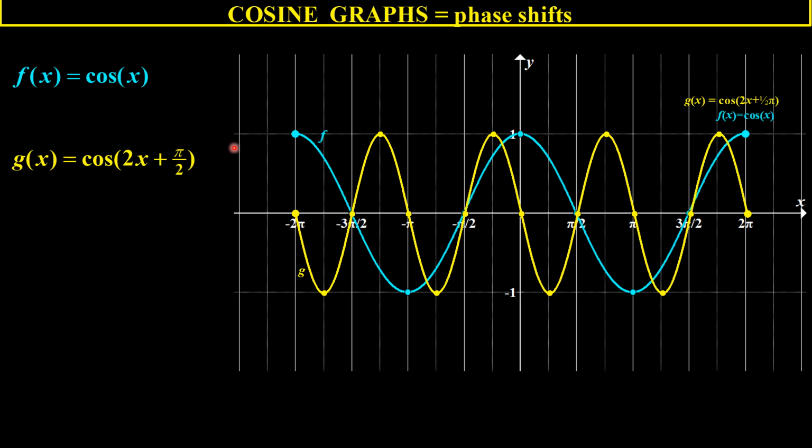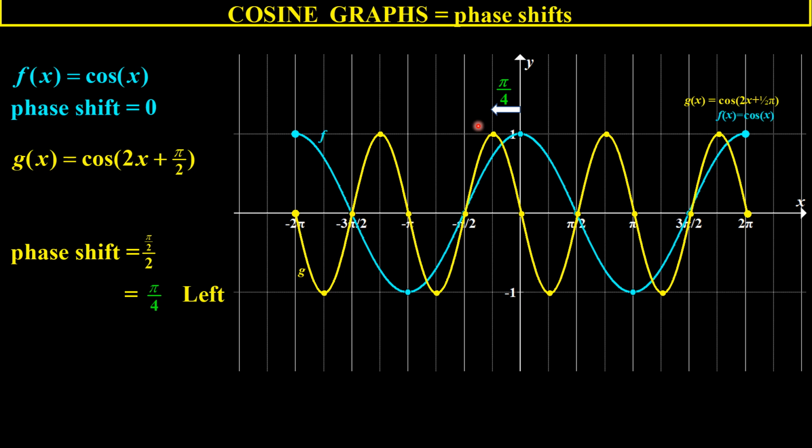Now how did we get the pi over 4? That one doesn't have a shift. This one here, you can see the shift is that little piece. And from there to there is pi over 2. So that piece is obviously pi over 4. Let's show you how we can get that pi over 4. There's two ways we can do it. The phase shift will be this pi over 2 divided by that 2. Pi over 2 divided by 2 is pi over 4. And because that was a plus, it moved to the left.